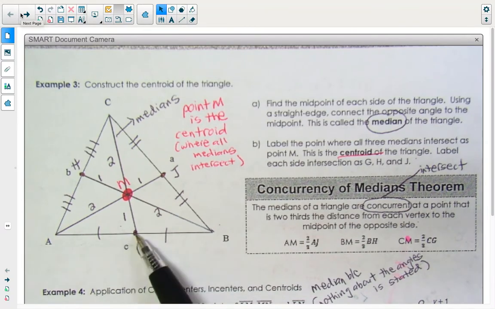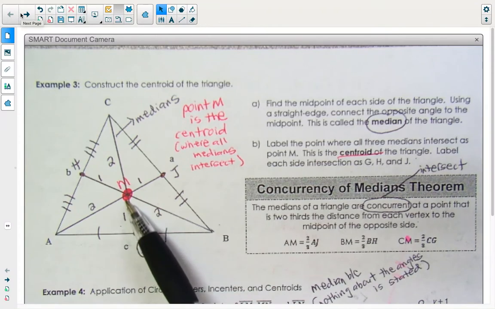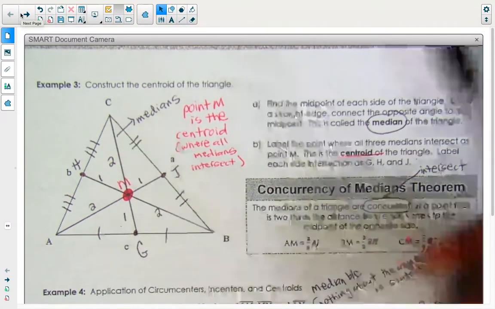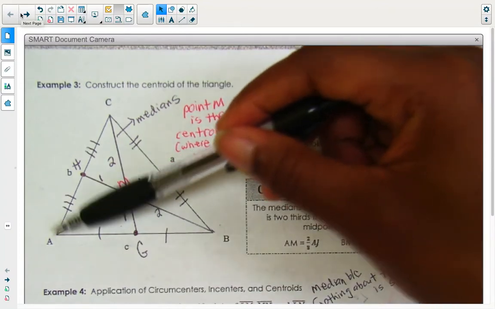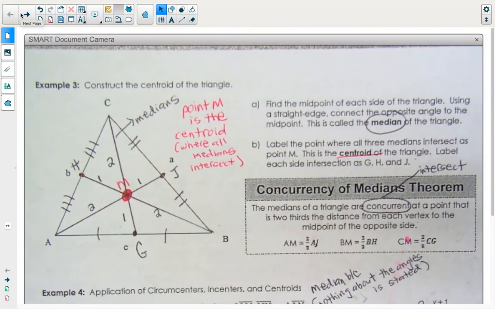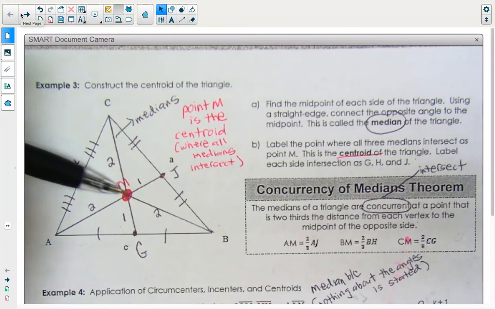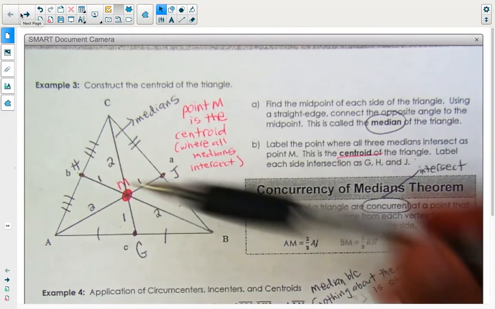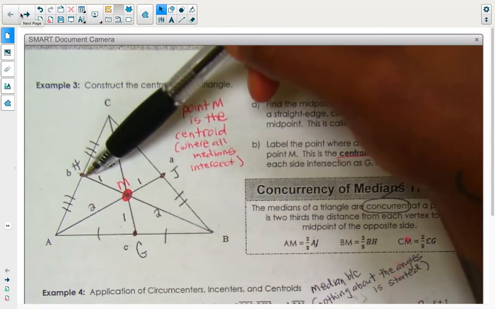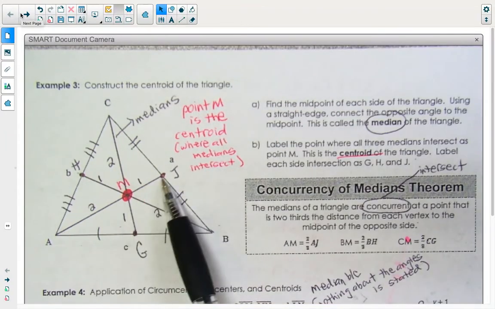Now what I did is I connected the midpoint to the opposite angle. So I took my midpoint here and I connected it over to vertex C. I took my midpoint here, connected it over to vertex A. And I took my midpoint here and connected it over to vertex B. So all of these lines are called a median. This is a median, that's a median, and this is a median.